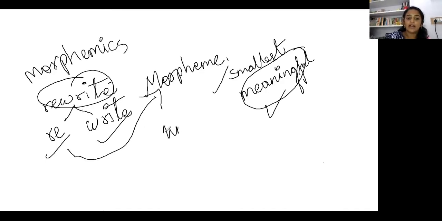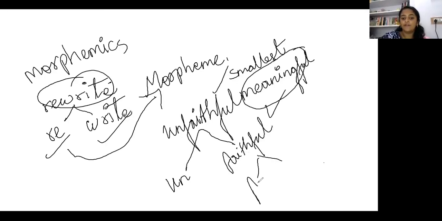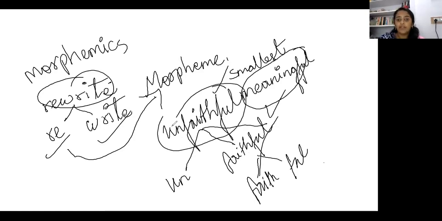Similarly, a word like unfaithful is made up of how many morphemes? Try and break it down. Yes, first I can make it into un and faithful. Then I can break it out into faith and full. You see that? So how many are there? Yes, there are actually 3 morphemes within this one word, unfaithful.